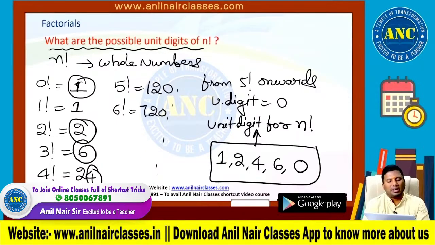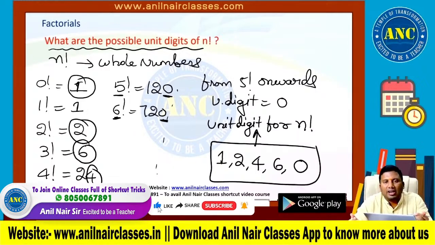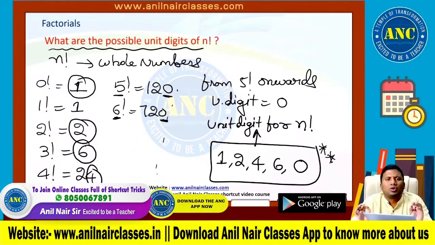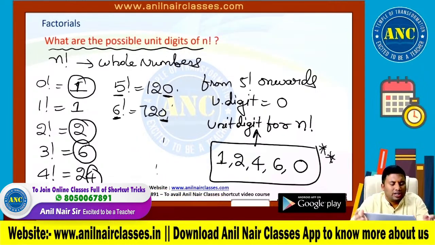I hope the idea is clear. Possible unit digits for n factorial are 1, 2, 4, 6 and 0, because from 5 factorial onwards the unit digit is 0. In the previous cases I got different values: 1 I got, 2 I got, 6 I got, 4 I got. From 5 factorial it is 0. So the possible unit digits are 1, 2, 4, 6 and 0. Very good question to tell all the possible unit digits for factorial.